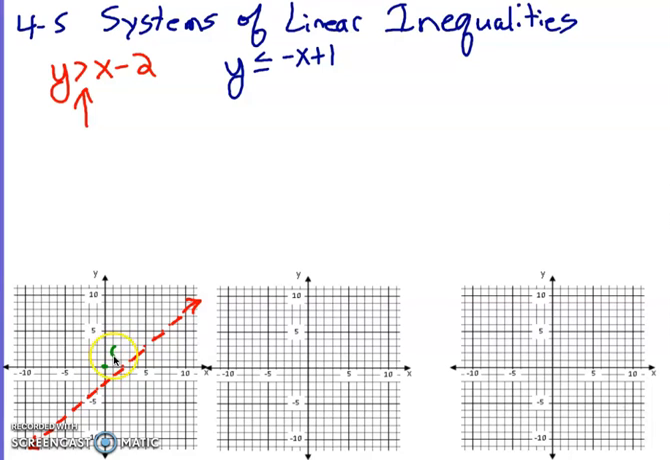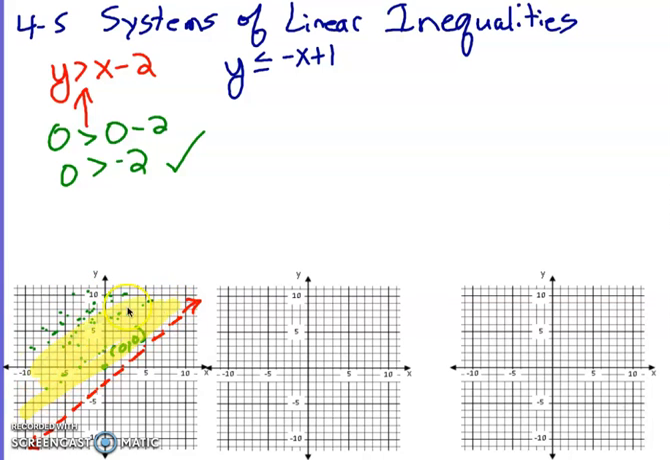So if the point 0, 0 works, I'm going to plug 0 in for x and 0 in for y, and that gives us 0 is greater than -2, which is true. That is a true statement. So this point works, and so everything on this side of the line would be shaded. Then we would just shade everything on that side of the line.